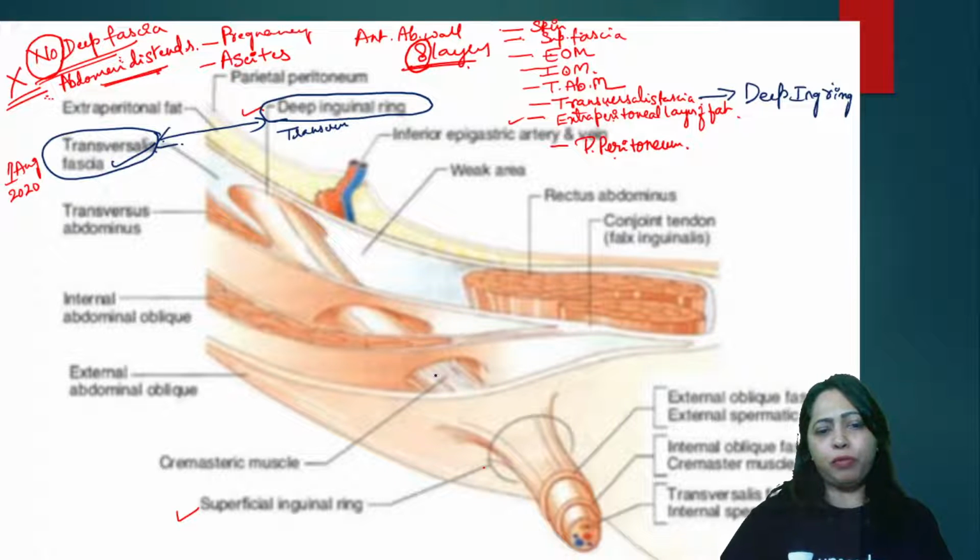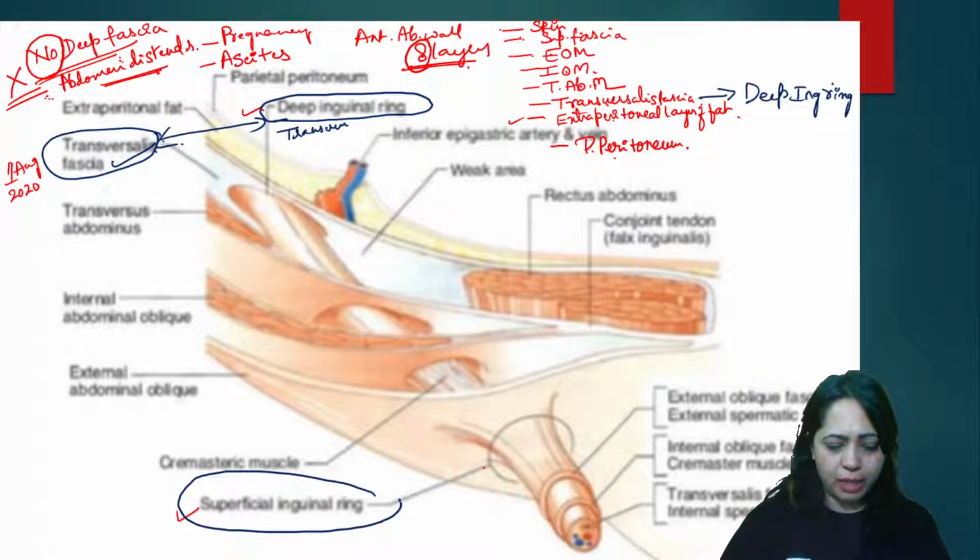And where is the superficial inguinal ring? So this is the cremasteric muscle, and this is the superficial ring, but where is it? The superficial ring is present as a triangular shaped opening. Okay, this is a triangular shaped opening and it is present in the external oblique aponeurosis.